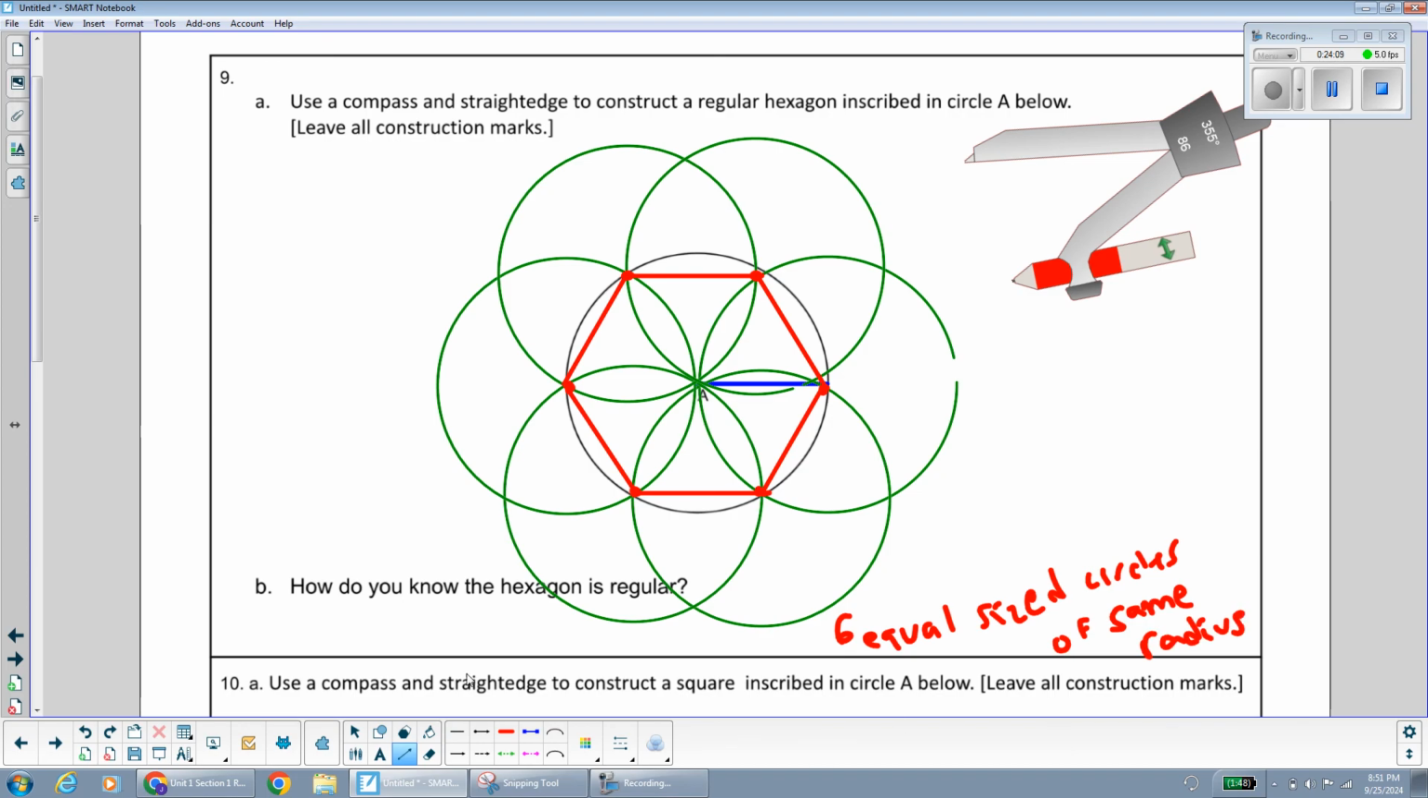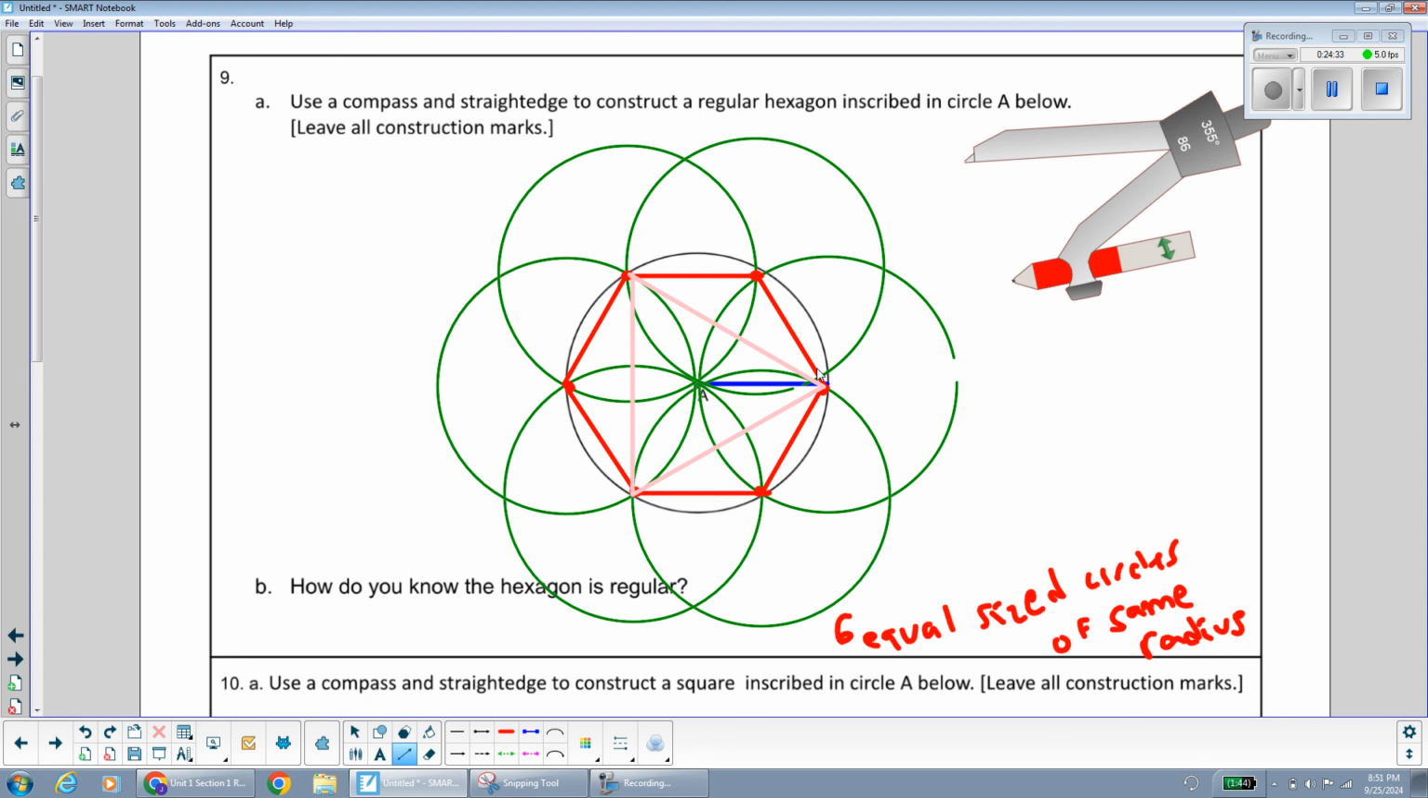Now let's say instead of making a hexagon, you needed to make an equilateral triangle. Instead of connecting all 6 intersection points together, you would instead connect 3 of them, every other. And that gives you an equilateral triangle inscribed inside of a circle.